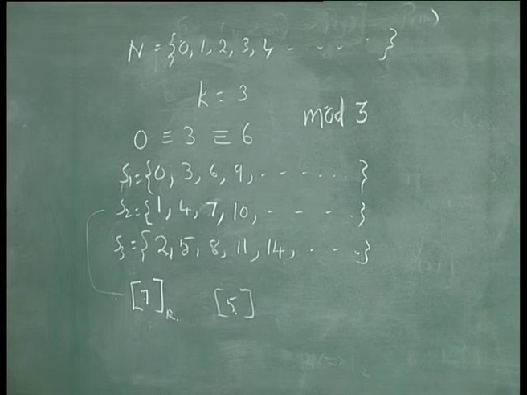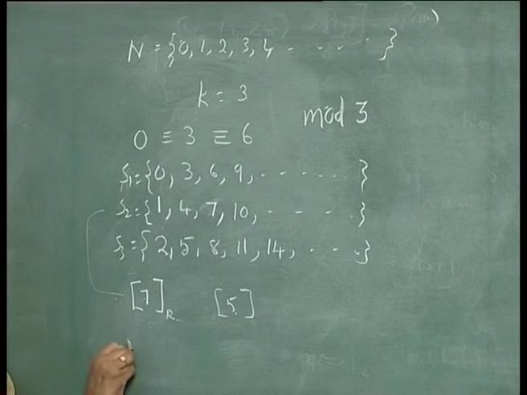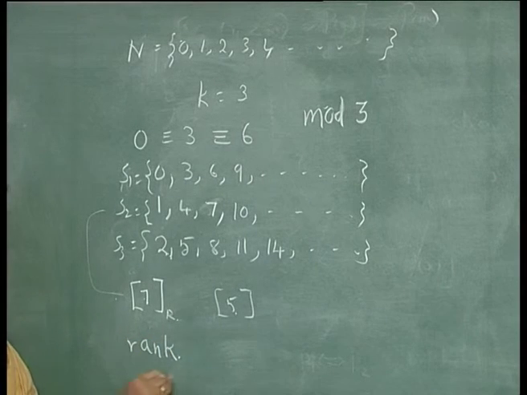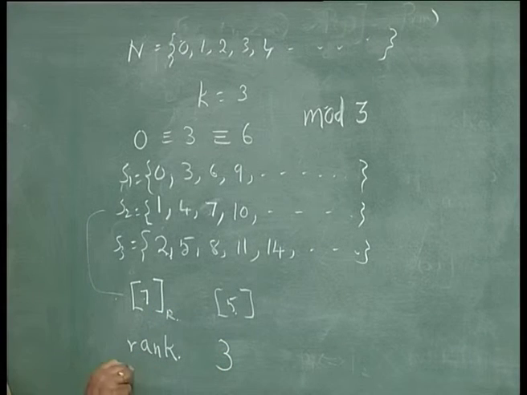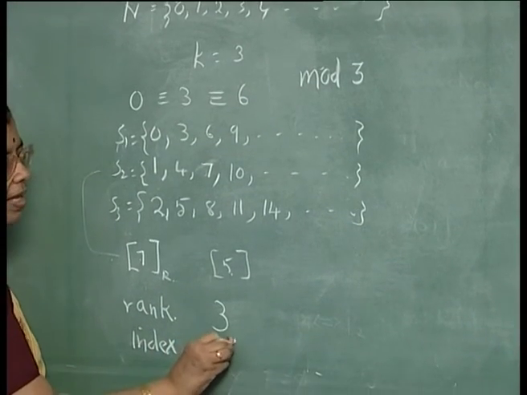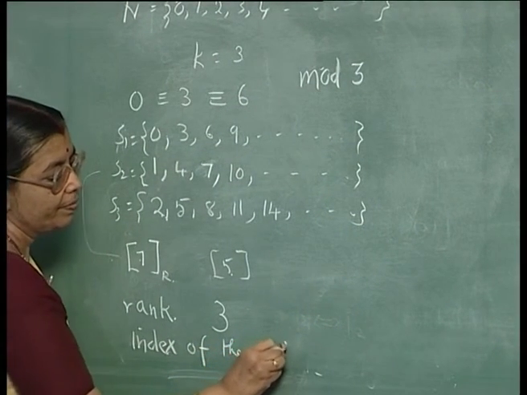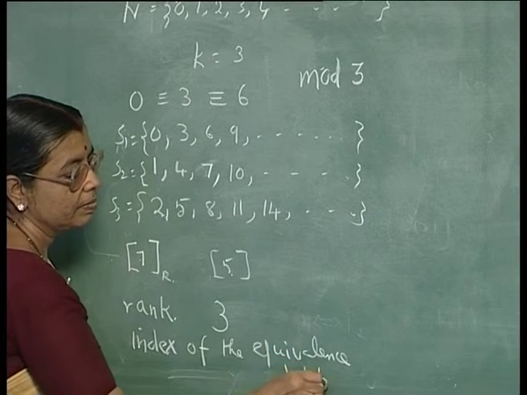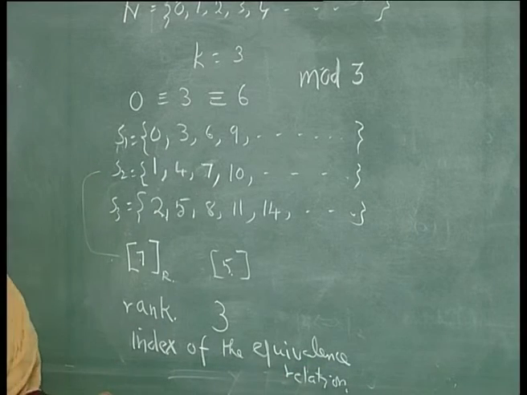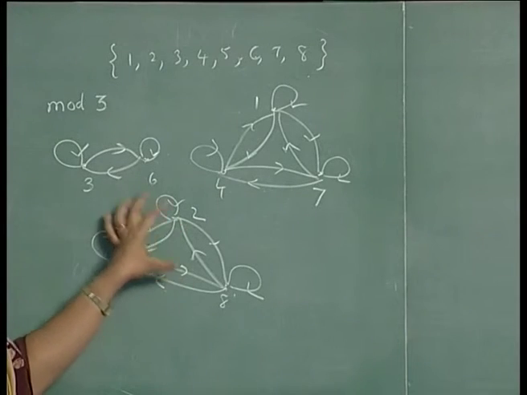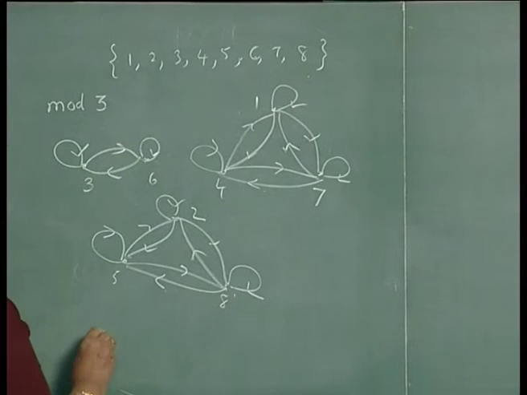The number of equivalence classes is called the rank of the equivalence relation. Here it is 3. In this example it is 3. It is also called the index of the equivalence relation. In this case also there are 3 equivalence classes, each complete digraph represents one equivalence class. So, the rank here is 3.